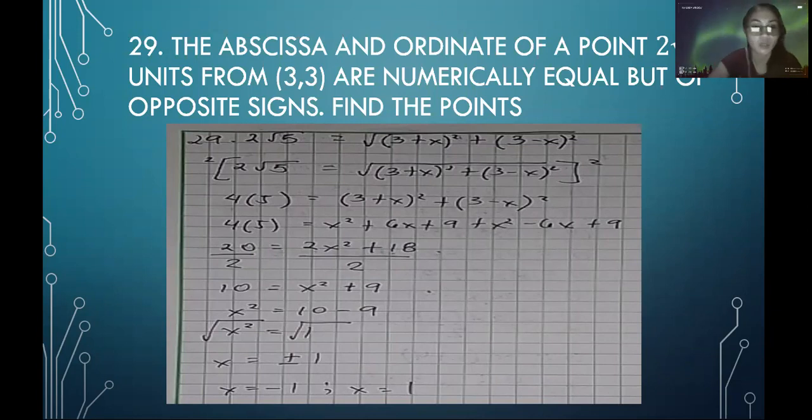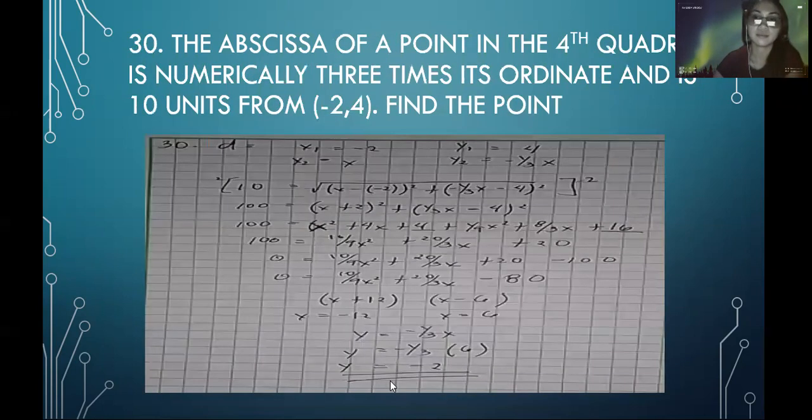Then transpose 10 to this side. So it will become x squared equal to 10 minus 1, then x squared is equal to positive 1, then squaring both sides. So the answer, the point x is at negative 1 and positive 1.